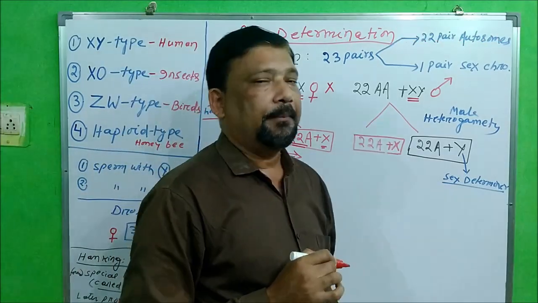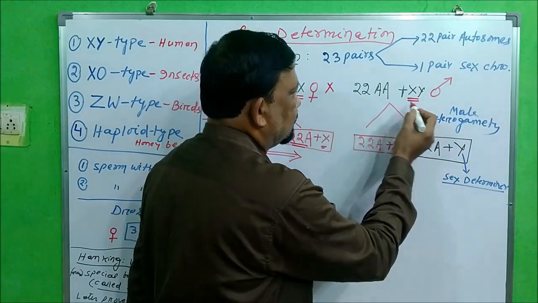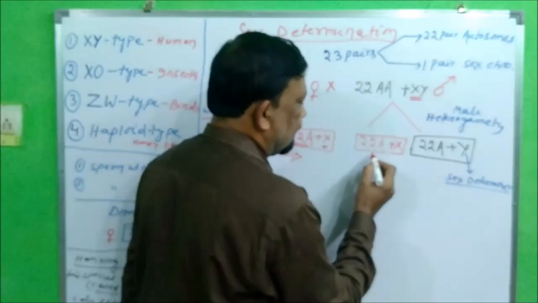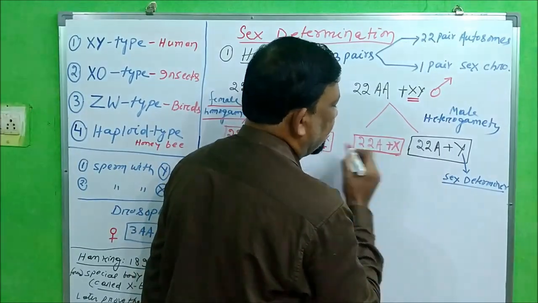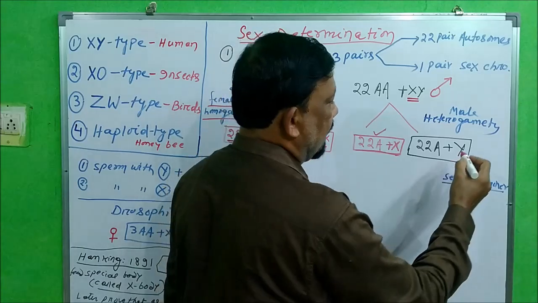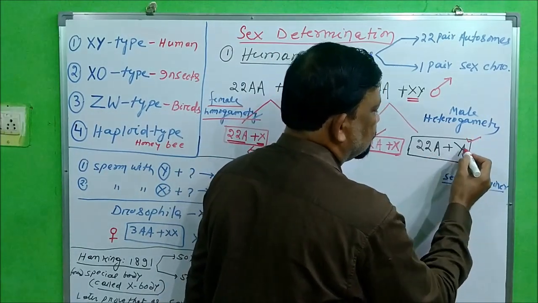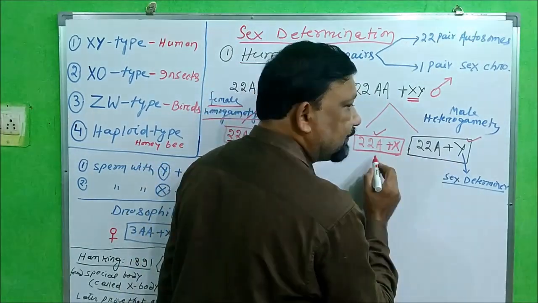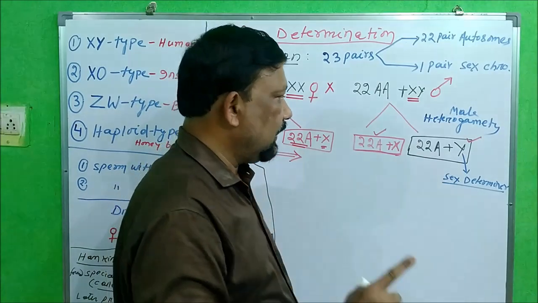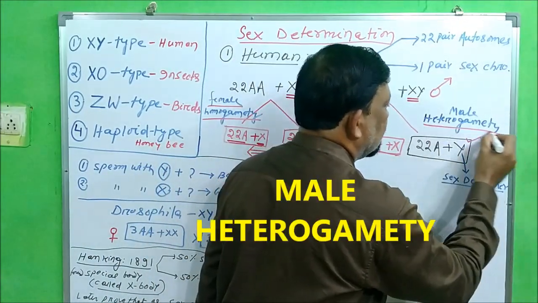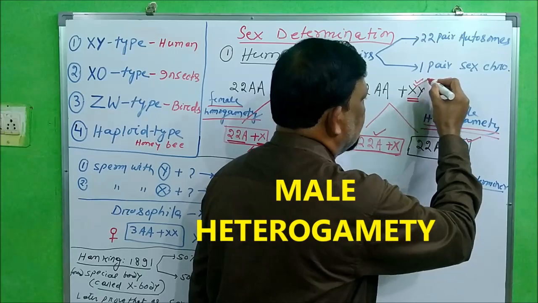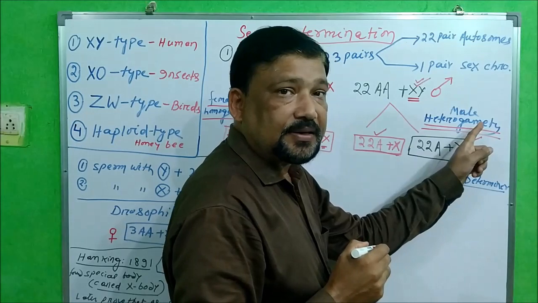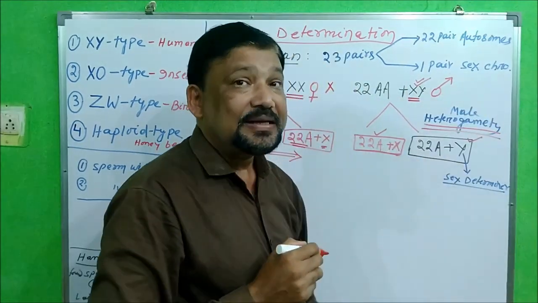Let's see in male. When the cell having this setup undergoes meiotic cell division, it gives 22A plus X, one type of gamete, and another type of gamete, 22A plus Y. Clear? So the male produces two different types of gametes, and hence it is called heterogamety, as it is heterozygous condition. So in human sex determination, male heterogamety is there.